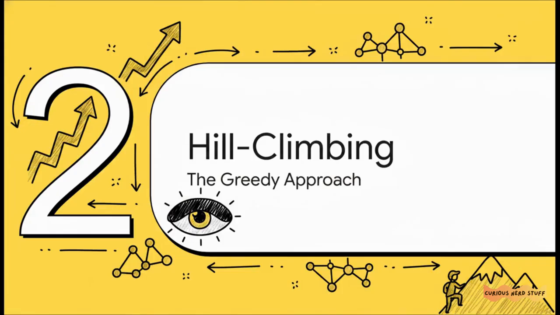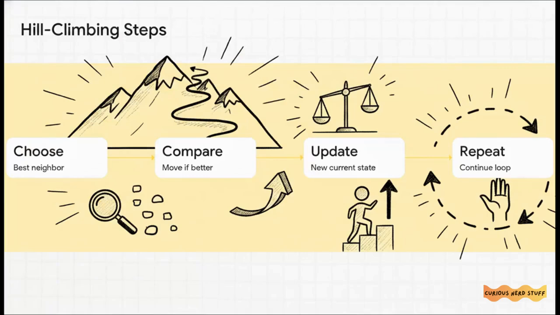Section 2. Hill climbing. The greedy approach. That foundational idea leads us directly to the most intuitive, basic algorithm in this entire family. The mechanics of hill climbing are remarkably straightforward. It's basically a simple four-step loop. Step 1. The algorithm checks its surroundings and chooses the best immediate neighbor of its current state. Step 2. If that neighbor has a higher value, meaning if it's a step uphill, it moves to it. Step 3. That neighbor officially becomes the new current state. And Step 4. It simply repeats the loop.